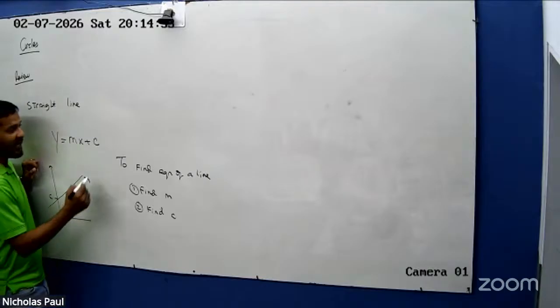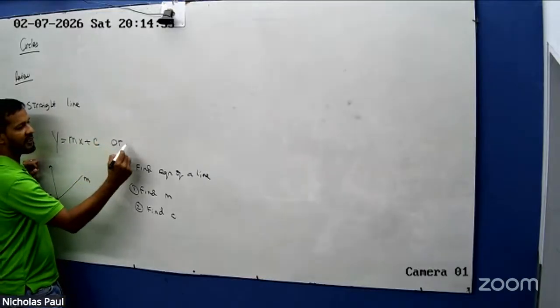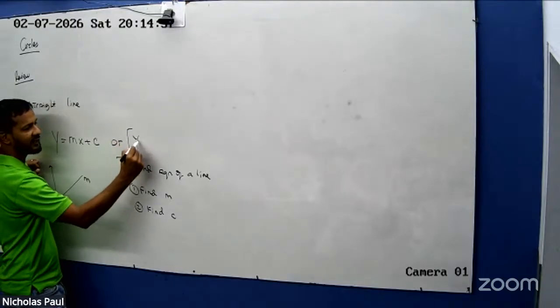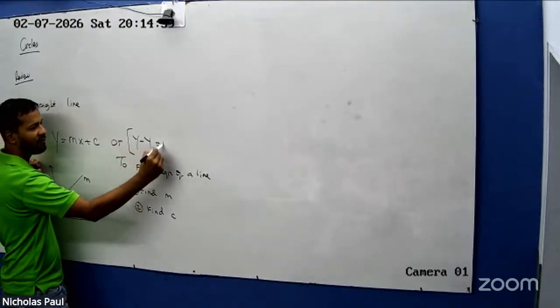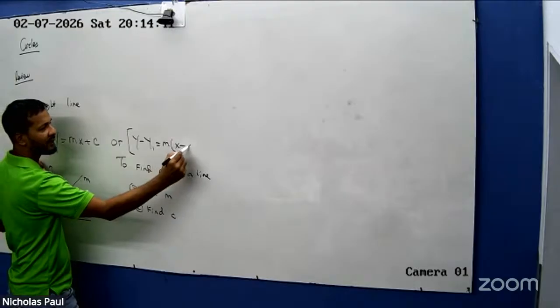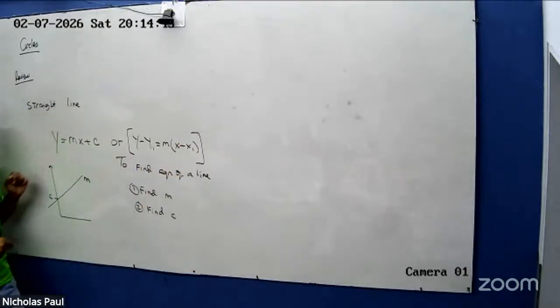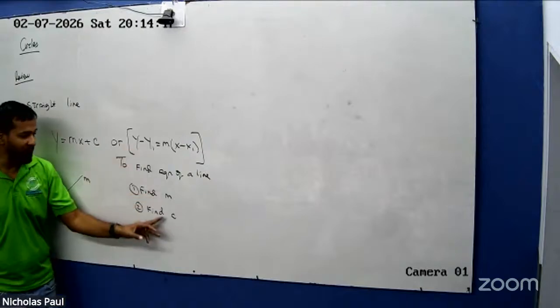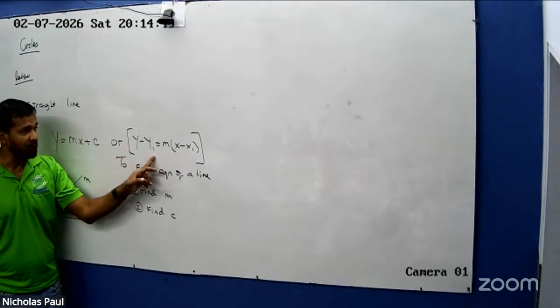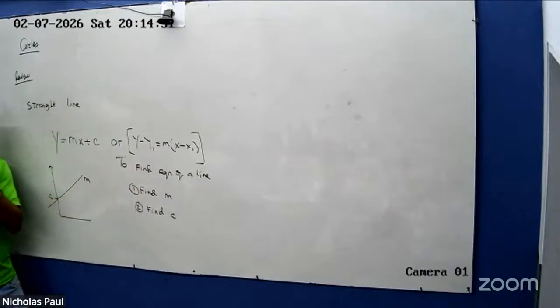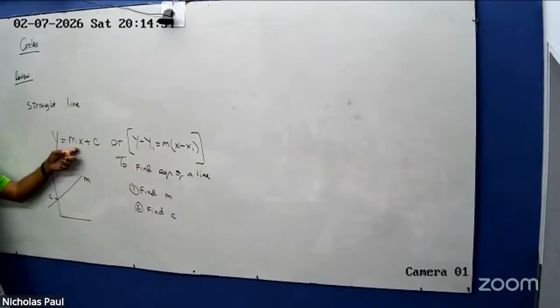There's a next version that looks like this: y minus y1 is m times x minus x1. I'll show you how to use both today. This one is if you don't want to find c. You just plug in the point and the gradient and you get the equation. If you want to find c, you use the other version.